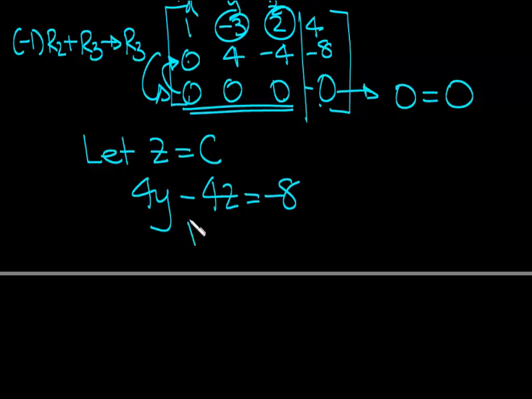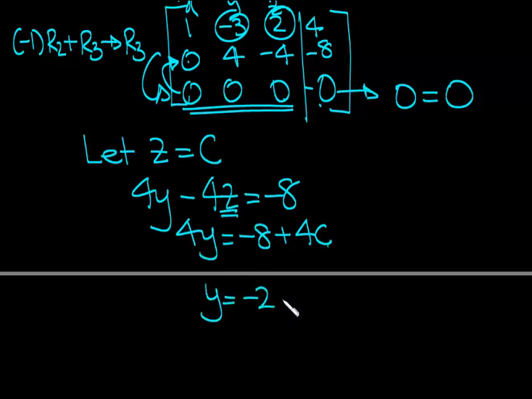I know z is c, so I get 4y is equal to negative 8 plus 4c, because z is c, I'm replacing that, and divide everything by 4. So y is equal to negative 2 plus c. I'm dividing everything by 4. So now I know y.